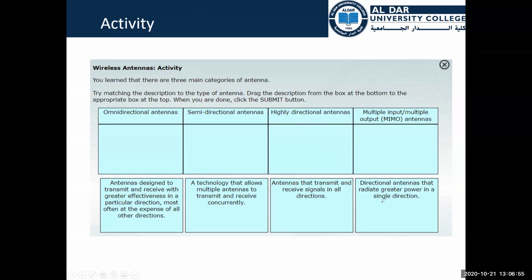So this is okay. Let's solve it again. Omnidirectional is in all directions, so this one goes to that one. Semi-directional is that which radiates greater power in a single direction, so that one goes here. The highly directional is that one, and the memo here. This is the correct solution. Okay, this is the model answer.